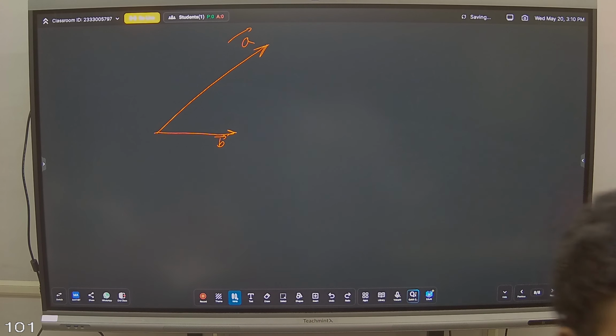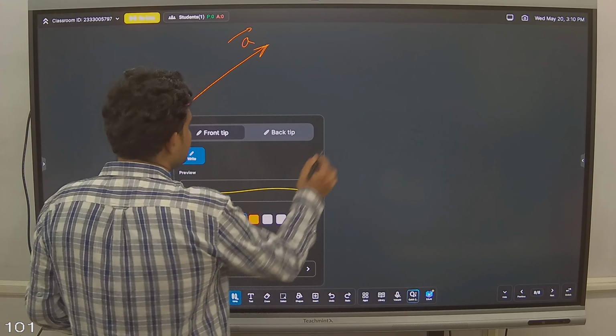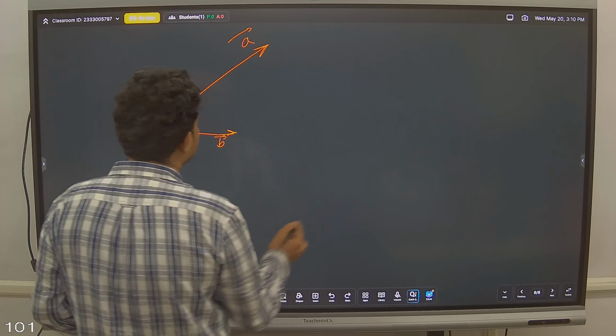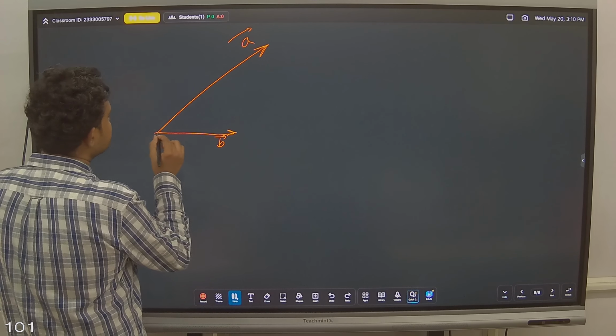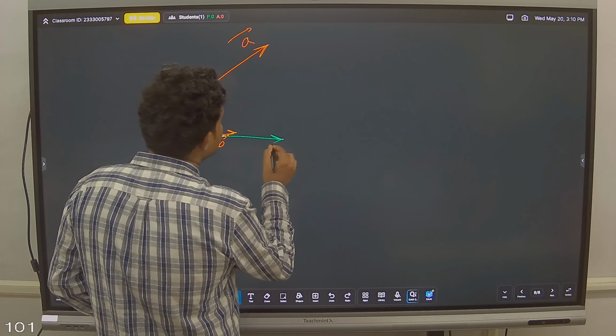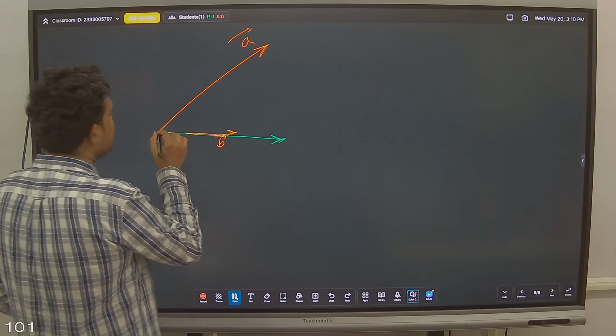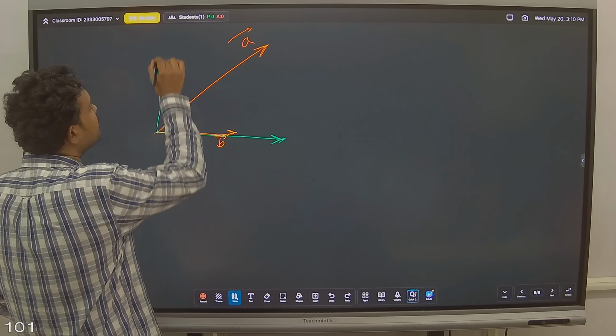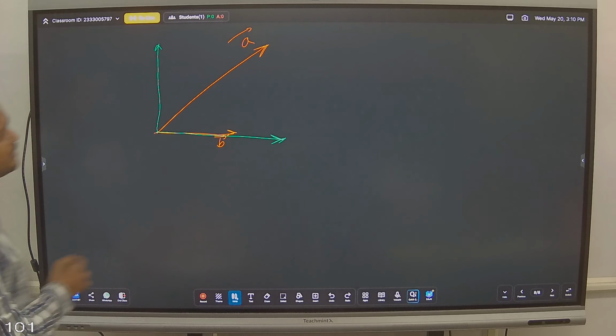So when you resolve a vector, you can resolve it in two directions. You resolve it as perpendicular components. So this is going to be the vector of A along B, and this is going to be the component of A perpendicular to B. How do you find these two vectors? I want you to find the vector which is the component of A along B, and the component of A perpendicular to B.